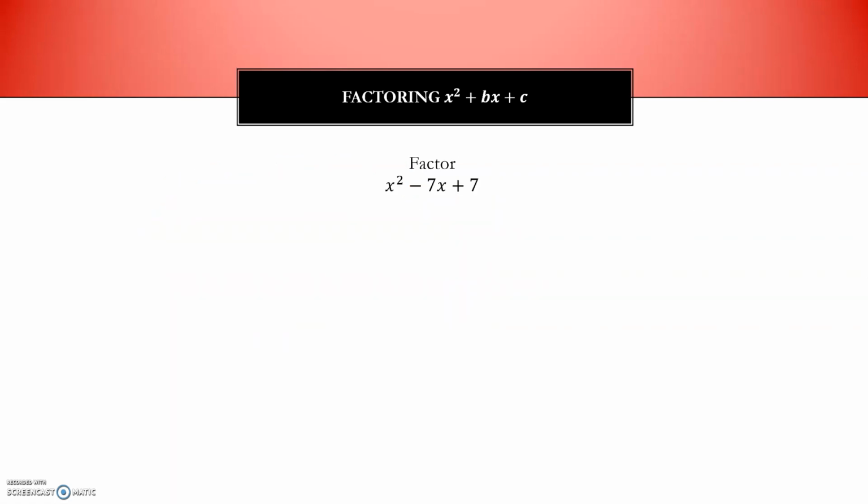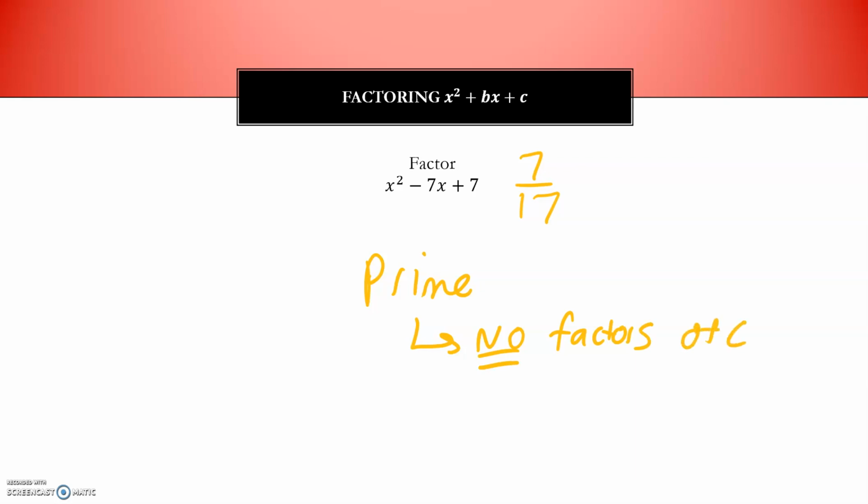All right, let's do this one. x squared minus 7x plus 7. Factors of 7 are 1 and 7. There is no way to get 7, positive or negative, out of 1 and 7. The only thing I can make there is 6, negative 6, 8, or negative 8. This one is prime. There are no factors of c that will add or subtract to b. So nothing more I can do here.